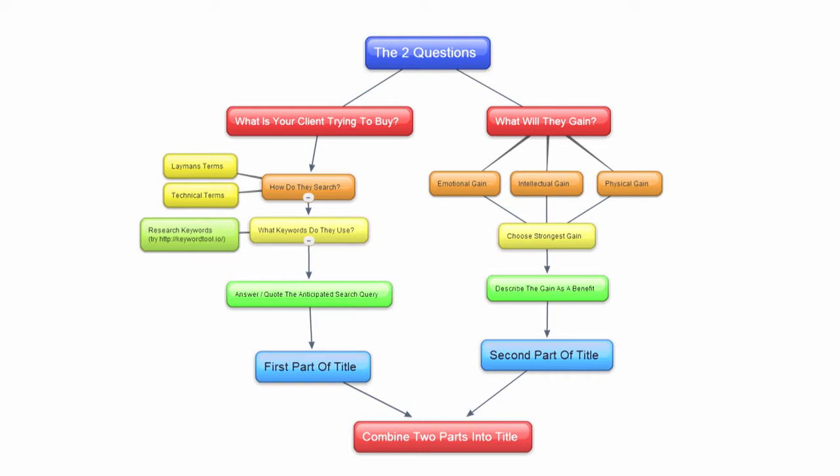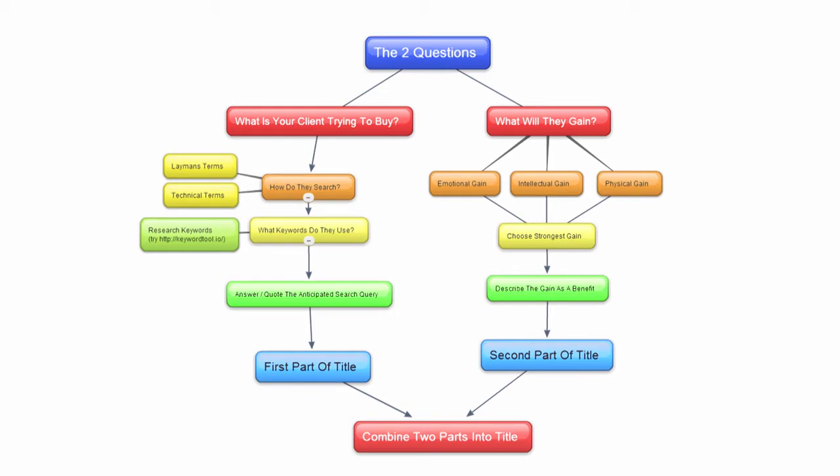We also want to think, what they're going to gain. Is it emotional gain, intellectual gain, physical gain? Physical gain obviously encompasses also financial gain, because that tends to fit there, although it can be emotional as well. But I've got these three types just to help you think of the basic types. And I personally would put financial gain in the physical gain section. Now, once we've sat down, we've gone through the process, and we shared earlier in the training, choose the strongest gain, choose the strongest thing that the person is looking for.